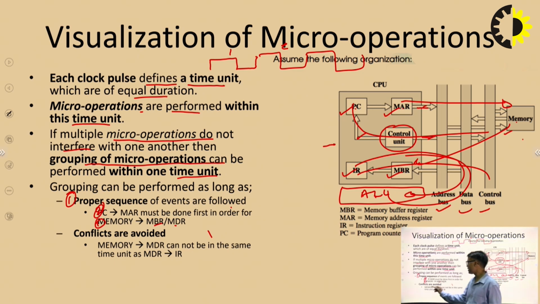The second important thing is that grouping must avoid conflict. For example, if we are sending data from memory to the MDR register, at the same time it is not possible that the MDR data is copied to IR. There is a conflict over MDR, the same unit being used by both micro operations. So we must have a grouping based on the proper sequence, as well as avoid conflict between the two micro operations.